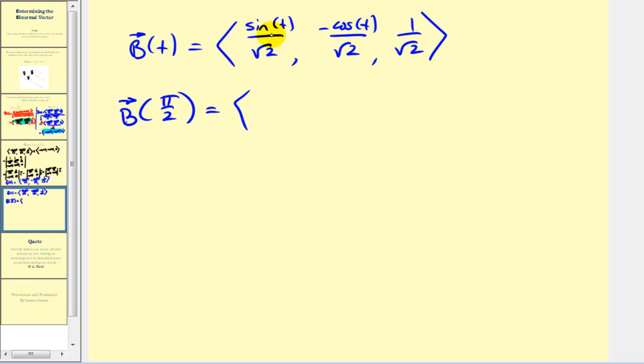Well, the sine of pi over 2 is going to be 1, so the x-component will be 1 over the square root of 2. But cosine of pi over 2 is 0, so the y-component will be 0. And then lastly, the z-component will be 1 over the square root of 2. This would be our unit binormal vector. Let's take a look at this.